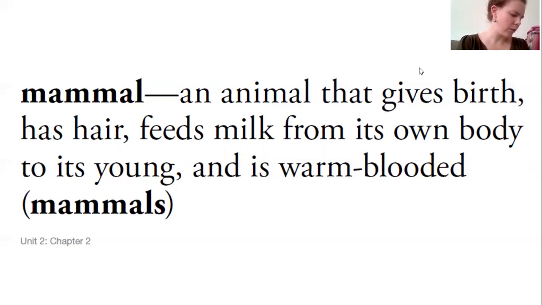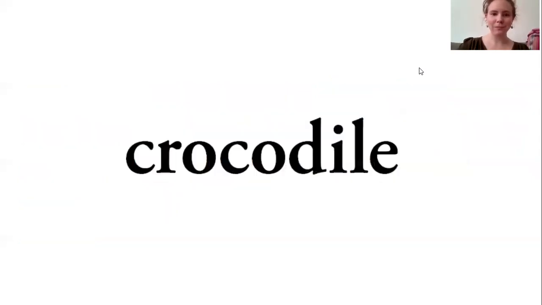So reading that description, an animal that gives birth, I know humans give birth. Humans have hair. Humans feed milk from their own body to their young, females, and humans are warm-blooded. We don't have to go sit in the sun in order to stay warm. Our bodies just regulate their temperature themselves. So actually, that means that humans are classified as mammals. So in my drawing for mammal, I'm going to draw a little stick figure person so I can remember I'm a mammal. Humans are mammals.